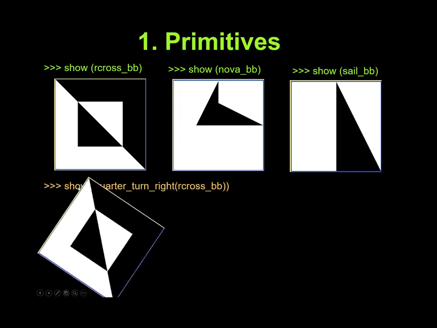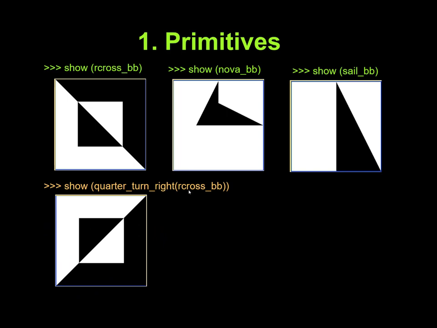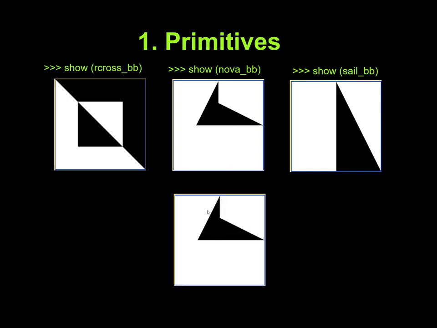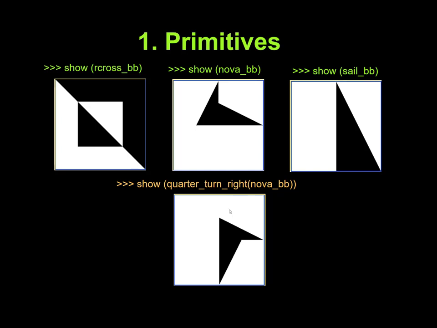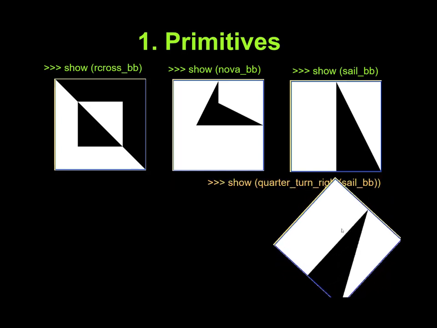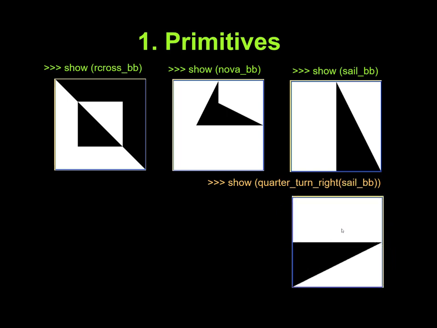Now, if we have show quarter turn right R cross BB, this is R cross. After quarter turn, you have this, right? 90-degree turn. This is Nova. Quarter turn right will give you this. This is Sail. Quarter turn will give you this.